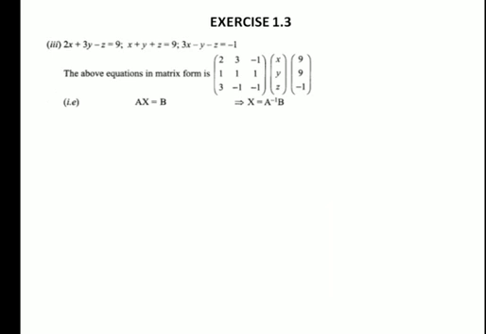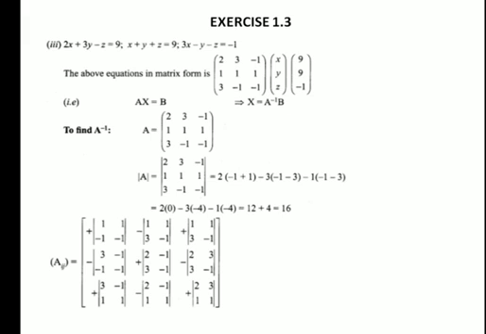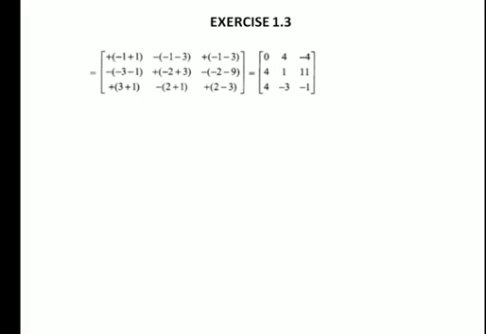Third question, you take it and write it in the matrix form AX equal to B, then X equal to A inverse B. Then find out the A inverse. First you find out the modulus of A. Modulus of A is 16. Then find out the Aij, first row, first column. That way you find out the value of Aij. Then you simplify, you get the matrix 0, 4, minus 4, 4, 1, 11, 4, minus 3, minus 1.